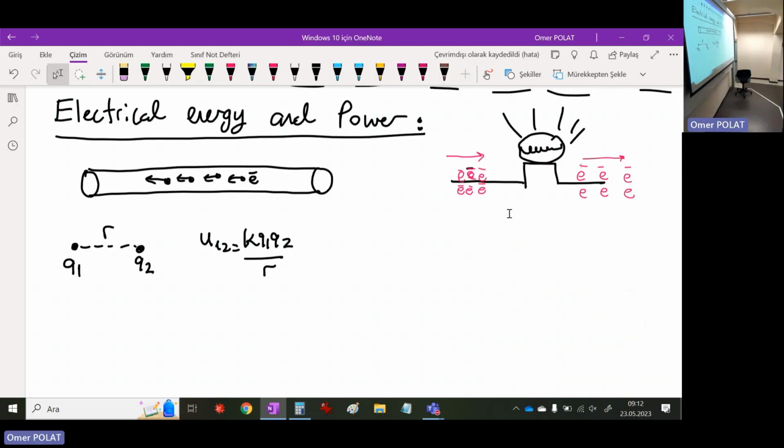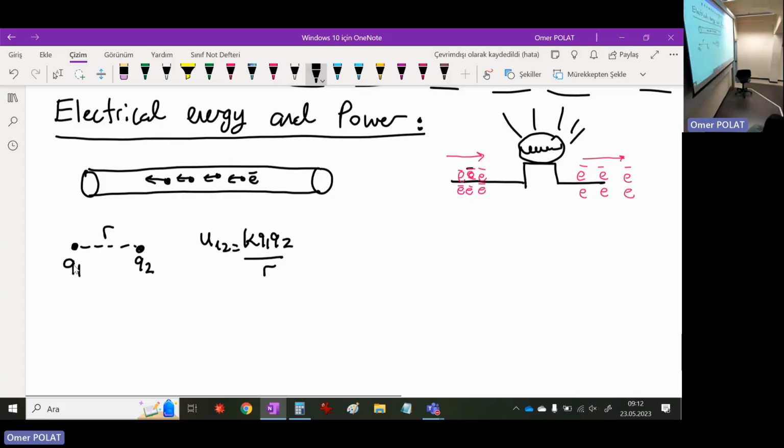There is no change in the number of electrons. The same number of electrons is coming. What is the difference? Before they come into the lamp, they are close to each other, high energy. After they release their energy, the distance is increased. But the same number of electrons is moving. So there is no loss in current. There is no loss in charge. Where is the loss? Loss in energy. What does energy mean? Distance. So this is the energy.